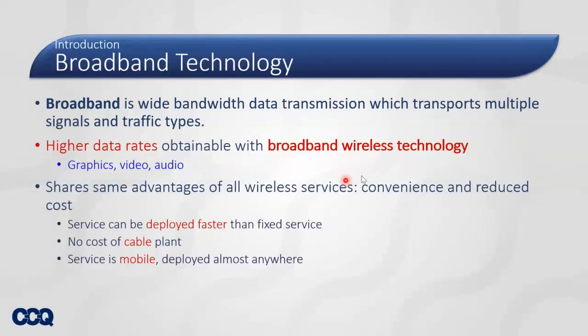And the main advantage of the broadband is the mobility. It is the same advantage that all wireless devices share, mobility. So service can be deployed faster than fixed service. There is no need to pull fiber to your building and to your floor and then do the required cabling and connections and then connect it to the fixed router at your home. No, there is no cost of cable plant. Just you buy the broadband device and the SIM. And the main advantage is that it is mobile and deployed almost anywhere.